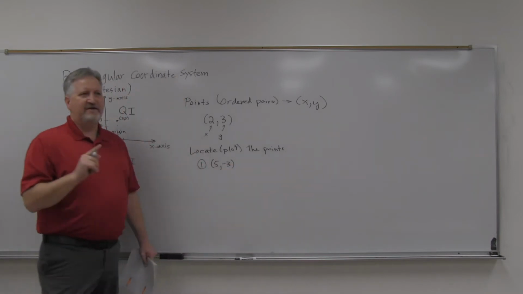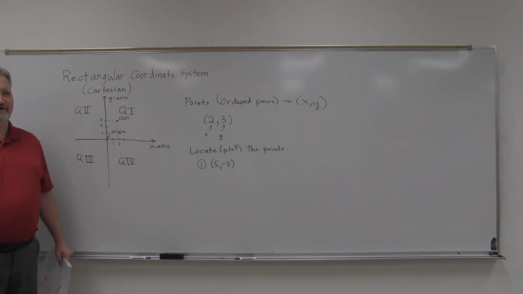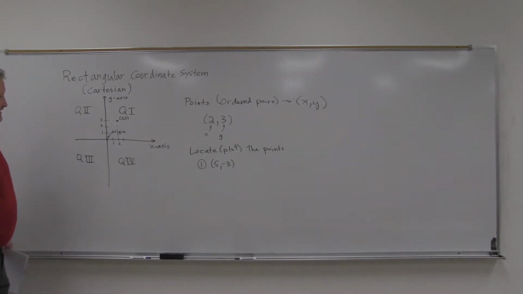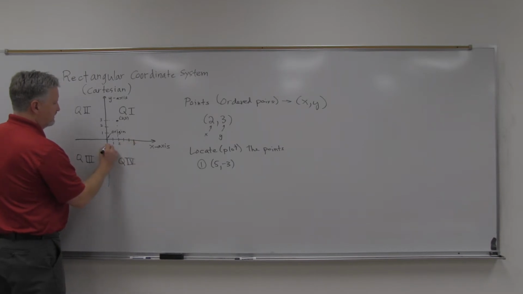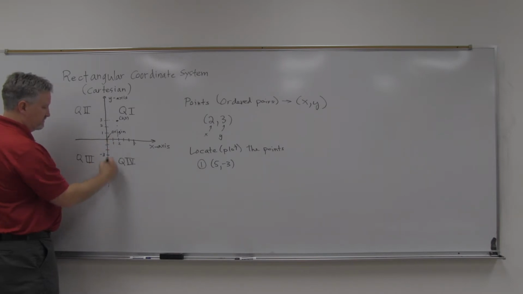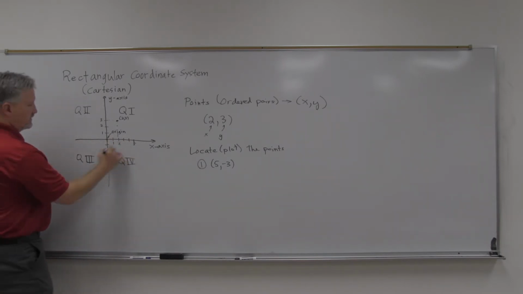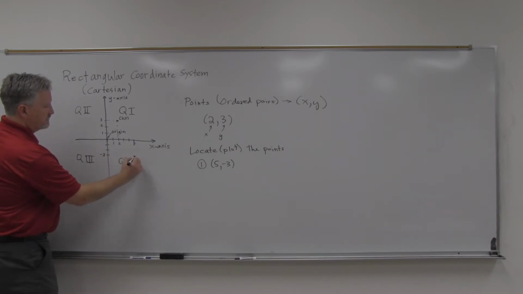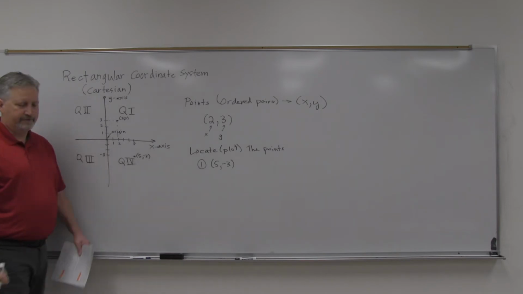So you tell me quadrant-wise, which quadrant would that one be in? 5, negative 3. Quadrant 4, yeah. Because you go out, the x is 5, and then the y is negative 3, so the y's below the line are negatives. So we're talking 5 and negative 3 is that point right there, so quadrant 4.